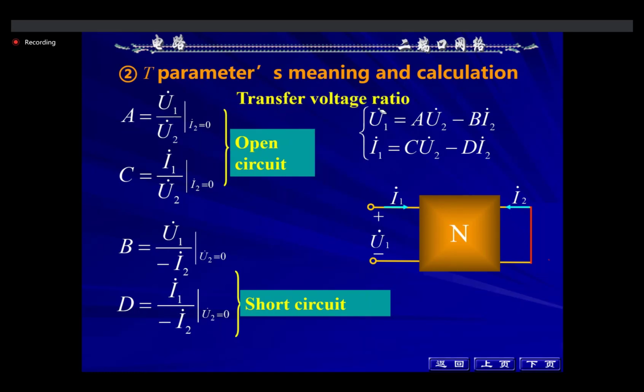A is the transfer voltage ratio. D is the transfer current ratio. C is the transfer admittance, and B is the transfer impedance.